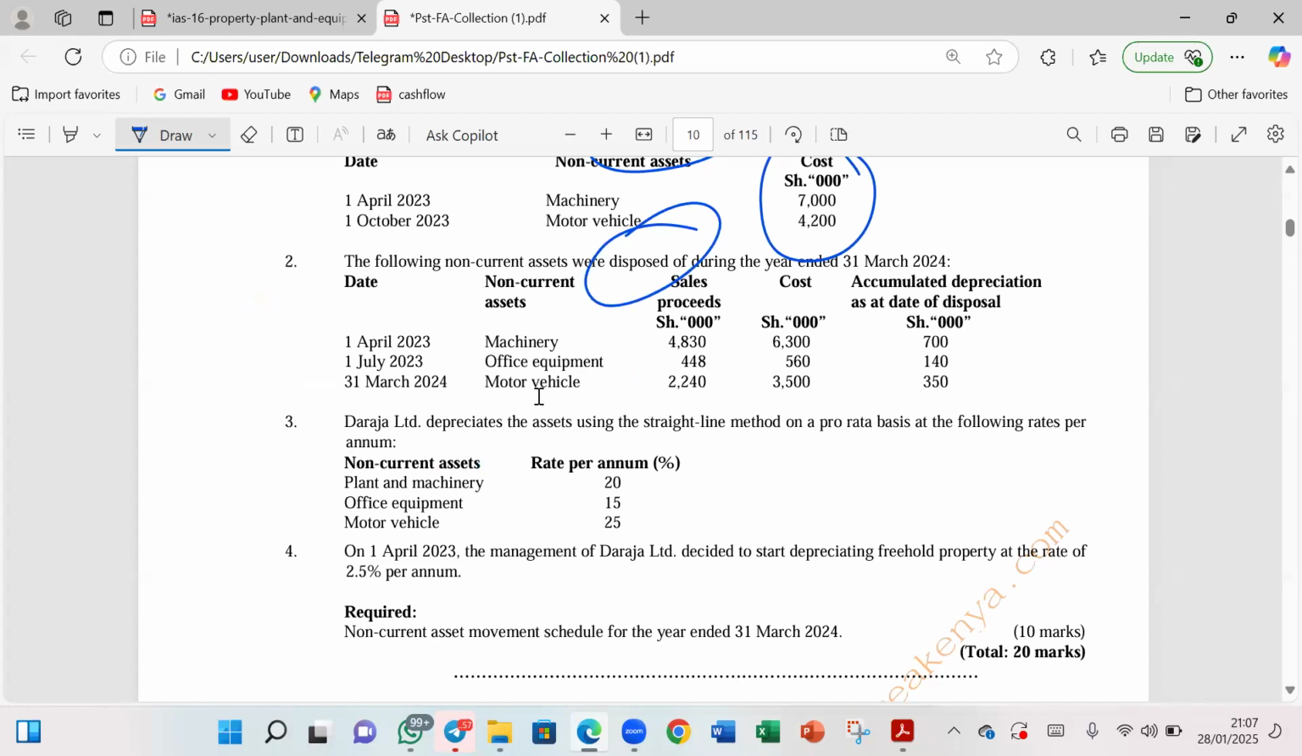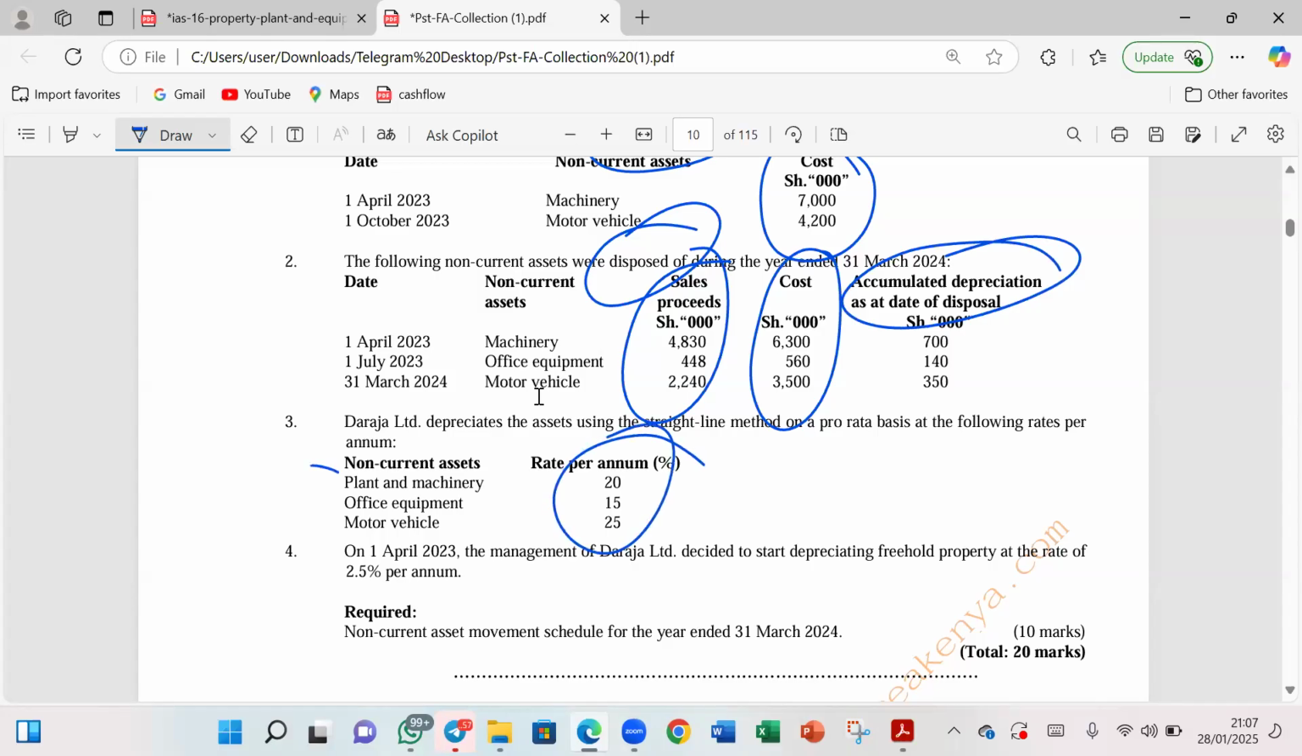Disposal is a situation where the asset is sold. Now, when we sell the asset, it will also be recognized at cost, but these are the sales price, the sales value of those assets. And we have the accumulated depreciation. You can see there, we have the accumulated depreciation. We have the depreciation rate. You can see each separately. So plant and machinery, 20%. Office equipment, 15%. Motor vehicle, 25%.